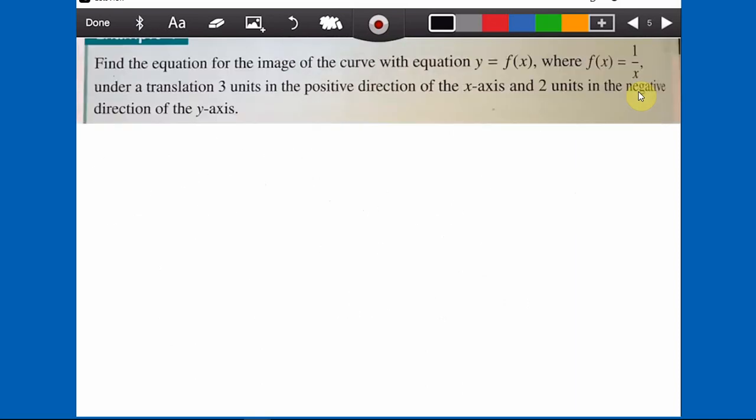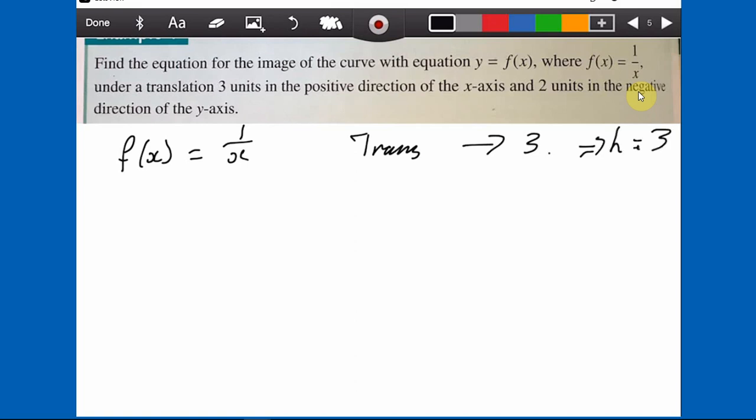Righto. Let's have a look at this example here. So we've got a curve, and we're told that this curve, f of x, is just another way of writing y. And so we're told that there's that. And so what do we know? So we've got a translation 3 units in the positive x direction. So h is 3. And we've gone down 2 units. So that means k would be minus 2.